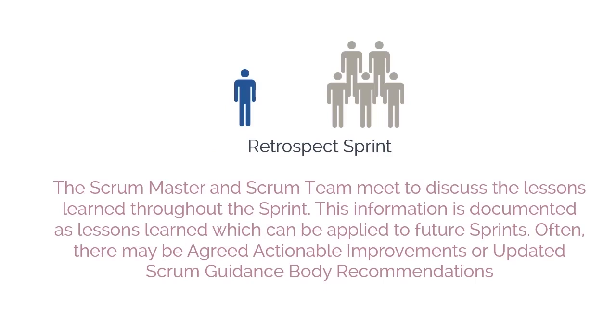In this process, the Scrum Master and Scrum team meet to discuss the lessons learned throughout the sprint. This information is documented as lessons learned which can be applied to future sprints. Often, as a result of this discussion, there may be agreed actionable improvements or updated Scrum guidance body recommendations. We will be learning about the first process, demonstrate and validate sprint. Let's see what the inputs required to start the process are.